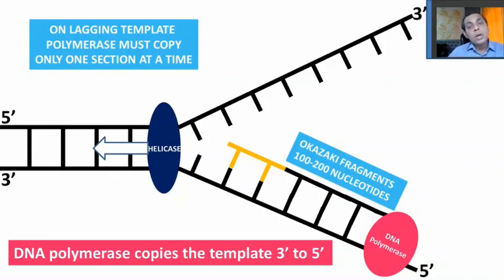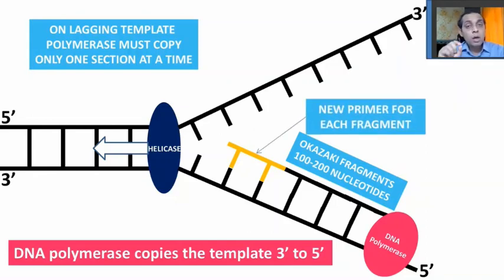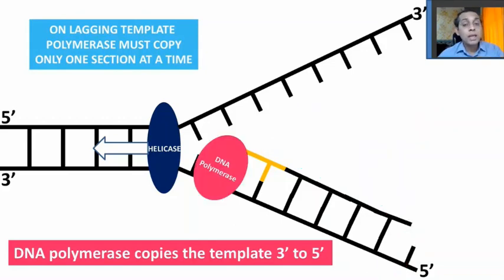Around 100 to 200 nucleotides make one fragment. At a time only one fragment is made, but every time a fragment is made, a new RNA primer is necessary. Like that, multiple fragments will be there and then they will make the new lagging strand. But the problem is again the RNA primers. Some enzyme has to come and remove these primers and replace them with DNA nucleotides, because these primers have RNA nucleotides. So again, another type of DNA polymerase will come and replace these primers.